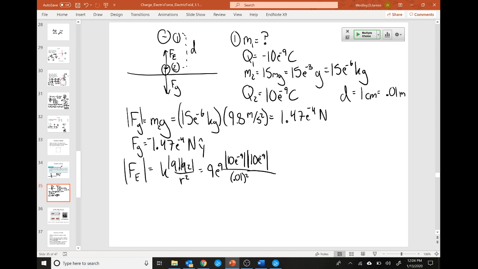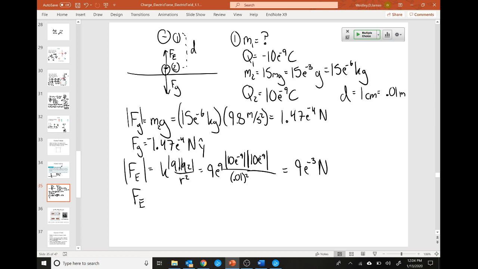10 e to the minus 9 squared divided by 0.01 squared equals 9 e to the minus 3 newtons. Right now it's a scalar. We need it to be a vector. So this is that second step. I found the magnitude. Great. Now I need the direction.